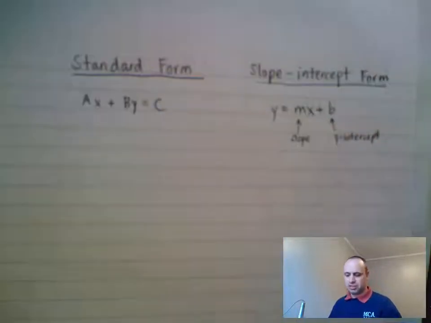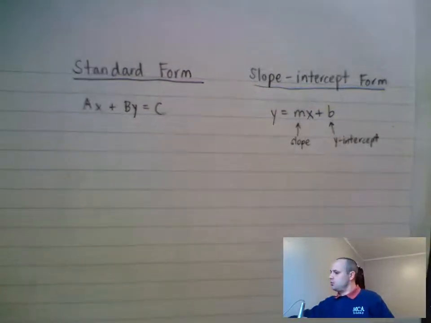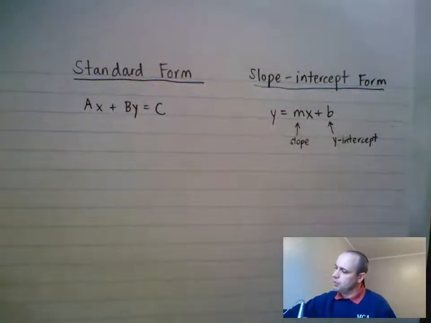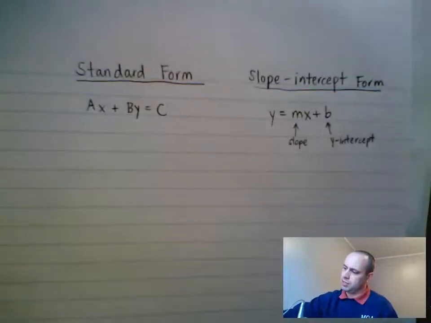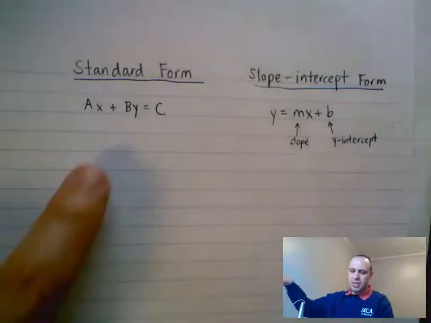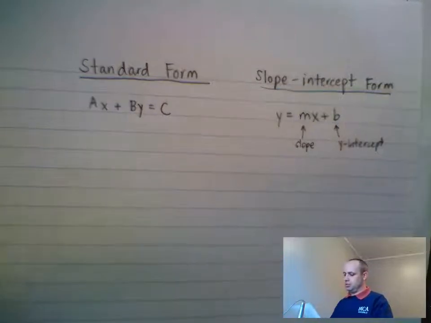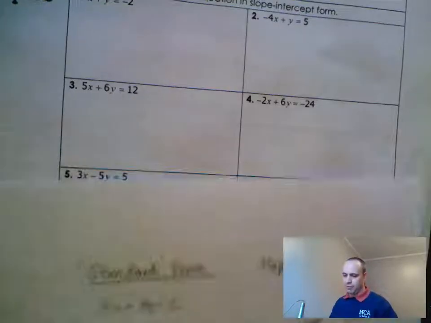So we've been learning it in slope-intercept form. Now we're going to learn things in standard form. What they want you to be able to do today is convert things from standard form to slope-intercept form. So from this to that. I'm going to show you how to do that. Let's look at example number 1.